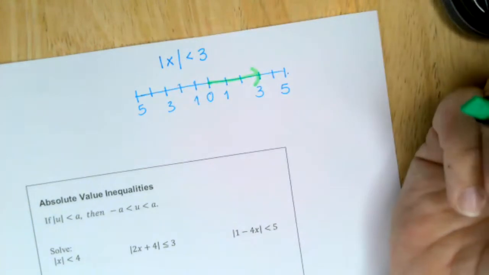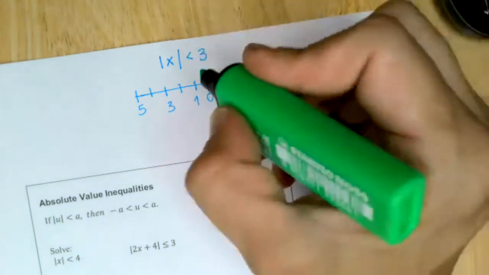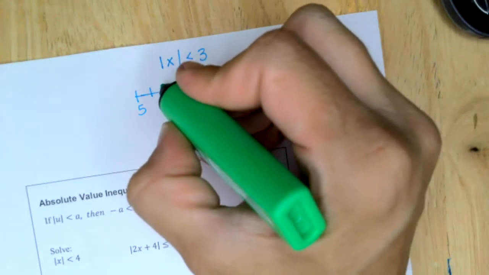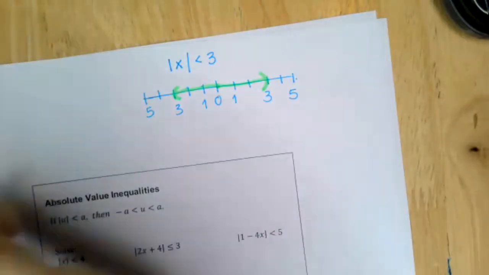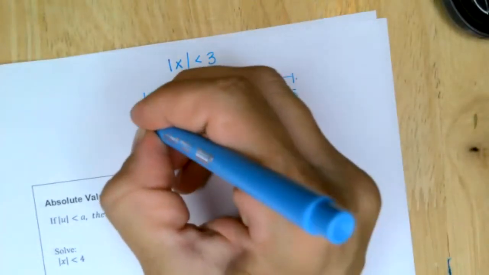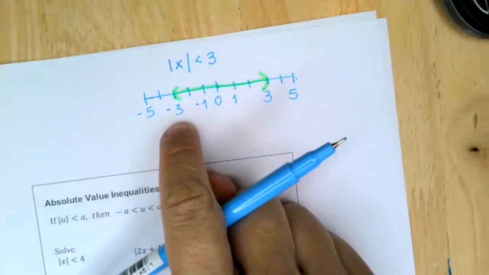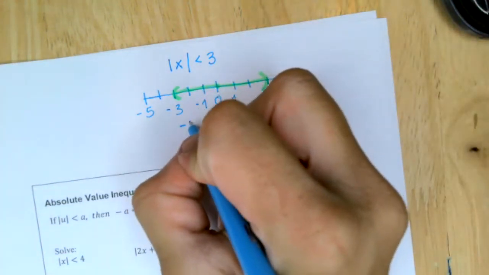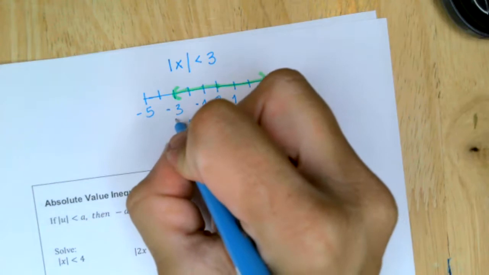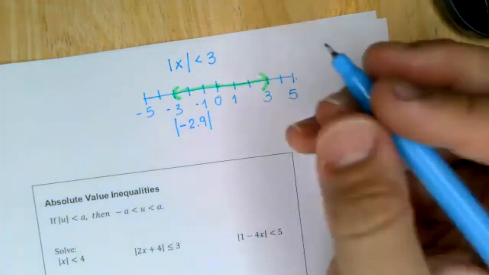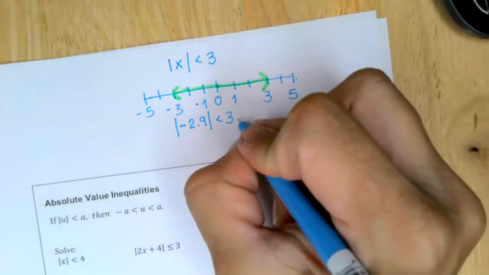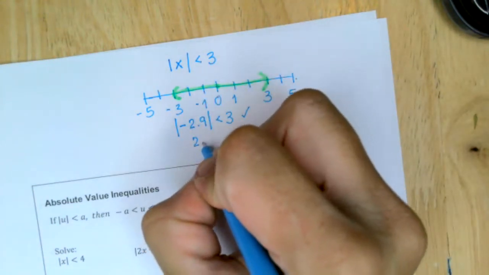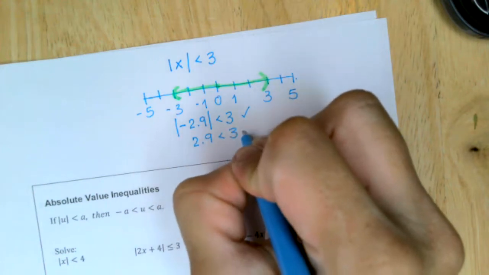What about the absolute value of -1? Is that less than 3? Yeah, we can keep going. We can go all the way up. Sorry, these were supposed to be negatives. We can go all the way up to -3, right? So -2.9, the absolute value is less than 3. Yes, because the absolute value of -2.9 is just 2.9, which is less than 3.